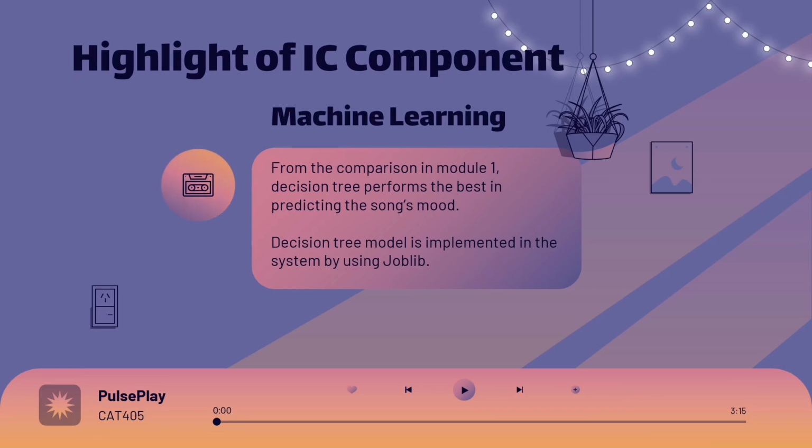Now, I would like to highlight the intelligent computing component, which is machine learning. Machine learning is used in Module 1, where four algorithms, which are SVM, KNN, logistic regression, and decision tree, are trained and their performance on predicting the song's mood are compared. From the comparison, decision tree performs the best in predicting the song's mood, so it is implemented in Module 2, where decision tree is implemented using Joblib.